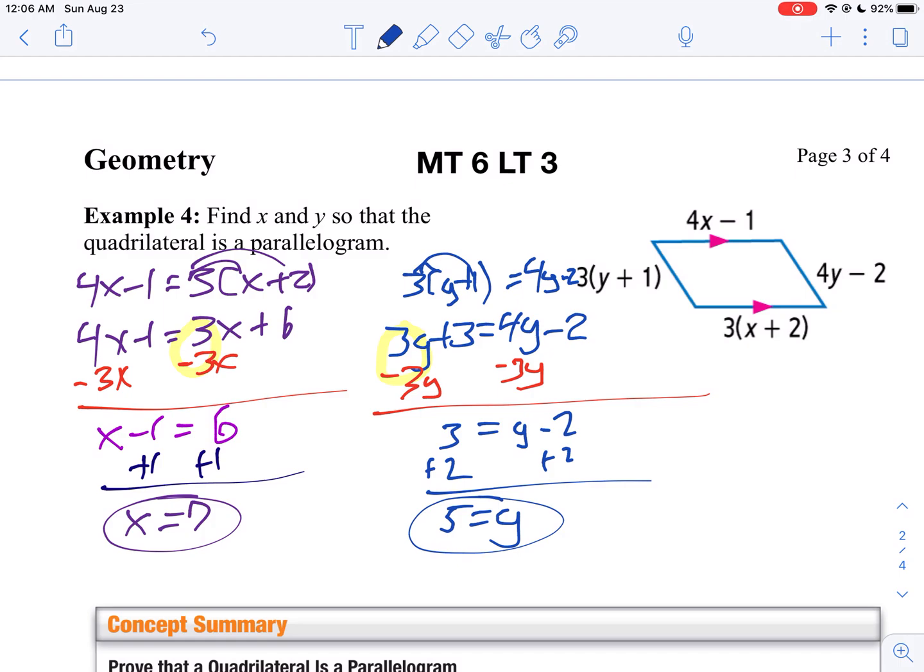Since x equals 7 and y equals 5, we have both sets of opposite sides congruent, so that makes it a parallelogram.